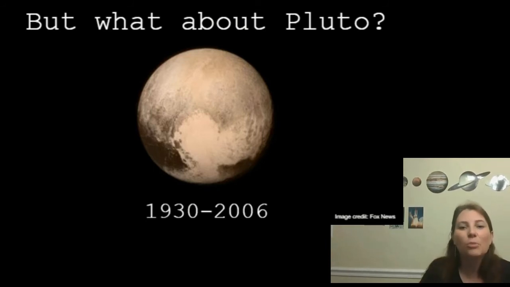Dwarf means smaller. So basically, it's a small version of a planet, but it's not exactly like the other planets. So now we have 8 main planets and 5 dwarf planets. But who knows? Maybe one day you'll actually be an astronomer who discovers another planet or learn something about one of the dwarf planets that changes things all over again.